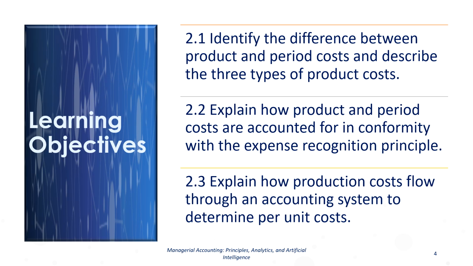Now let's look at the learning objectives for Chapter 2. By the end of this chapter, you should be able to identify the difference between product and period costs and describe the three types of product costs. Explain how product and period costs are accounted for using the expense recognition principle, and explain how production costs flow through an accounting system to determine per unit costs. Please make sure all three learning objectives are written in your notes.